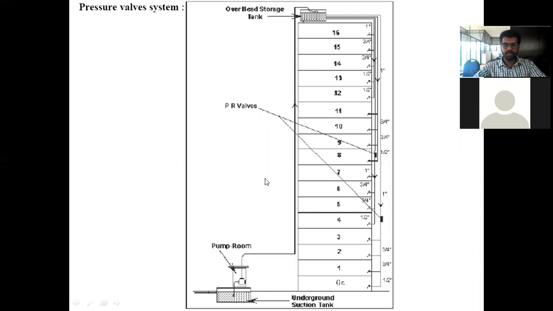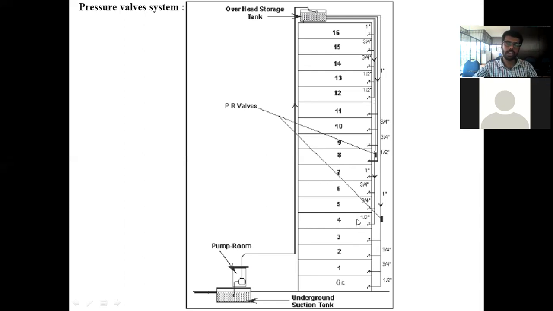So this is the underground tank. This is the overhead tank. Okay, this is the pump room. From the pump, now we are dealing with the pressure reducing valve system only. Our aim is to reduce the pressure because this is a 16-story building. When the water comes down, our fixtures will be damaged because of the high pressure. So we are trying to reduce it.